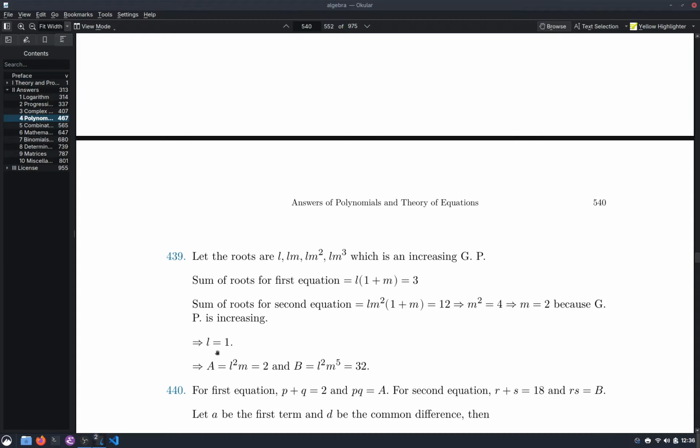So from this, what will happen now is A is product of L into Lm, that is L square m, that is 2. And B will be product of last two roots, L square m to the power 5, that is 32.